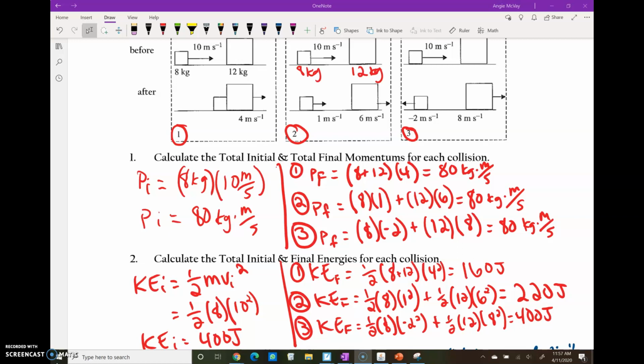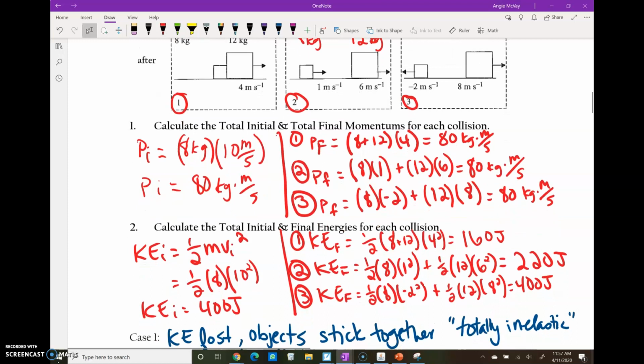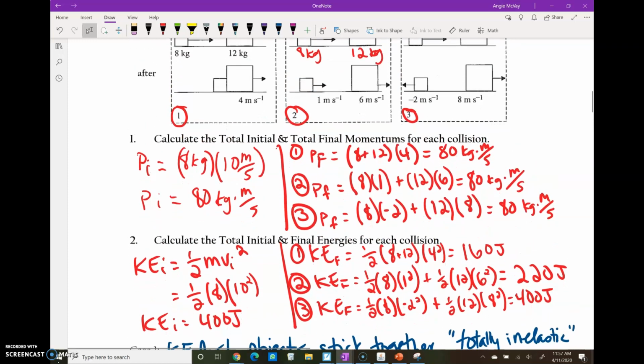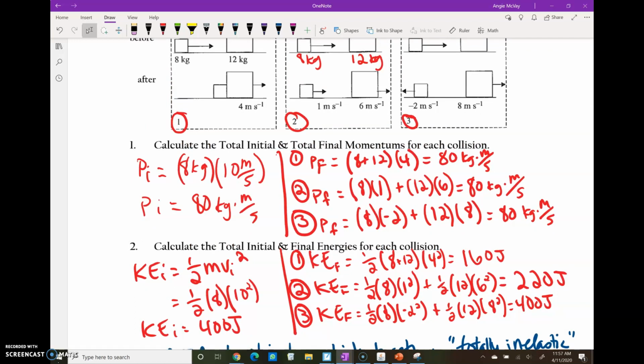But what about the kinetic energy? If we look at the kinetic energy of our systems, the initial kinetic energy is just 1/2 mv squared, where the only object that was moving was our 8 kilogram mass, and it was going 10 meters per second.